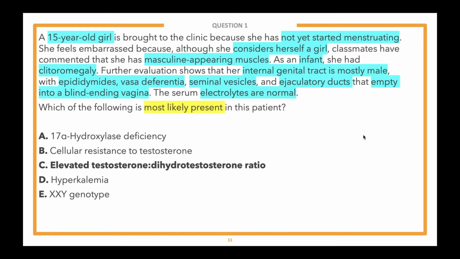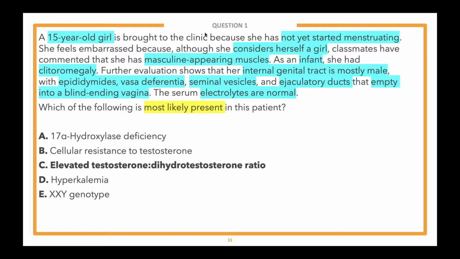Answer choice E, XXY patients, that's getting at Klinefelter syndrome. And these patients, although they do have infertility and they can have small testes, they do still appear male. Okay, so not what's going on here. Answer choice D, hyperkalemia. This is something you could get with maybe 21-alpha hydroxylase deficiency, okay, where you'll have increased androgens. However, it's safe to cross this one off because they said the serum electrolytes are normal. So hyperkalemia would likely not be present, okay?